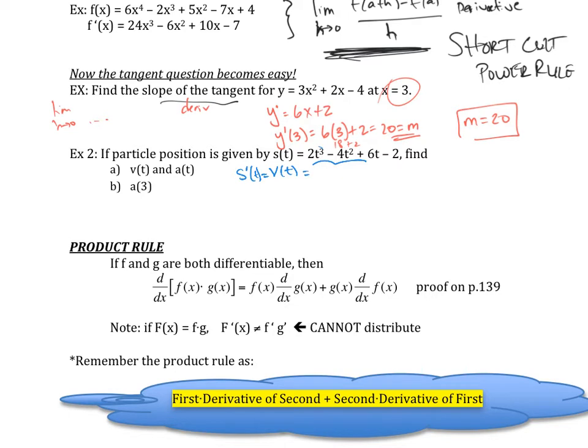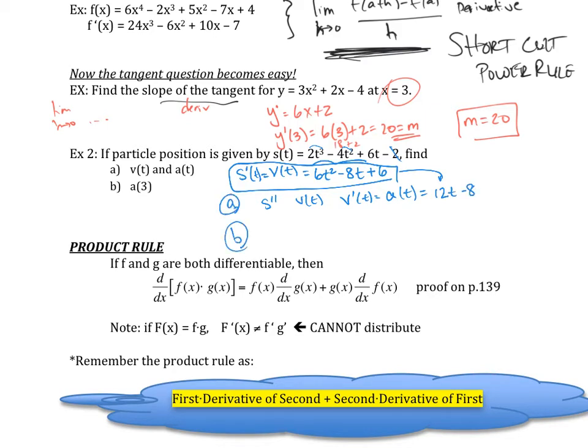and that's just going to be 3 times 2 is 6t squared, 2 times 4 minus 8t plus 6. That's a constant, it goes away. There you go. Now, since that's my velocity function, if I take the derivative of velocity, I'll get the acceleration function. And now I could take the derivative again, which is the second derivative of the position, and I'll get 12t minus 8. So there's all of part A.